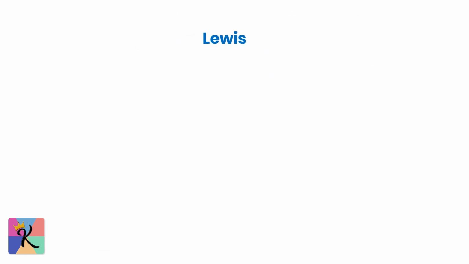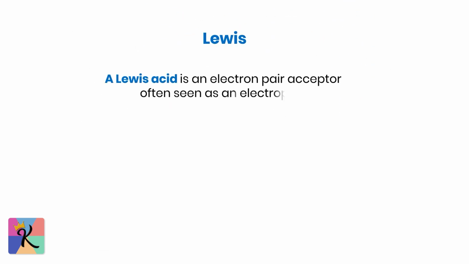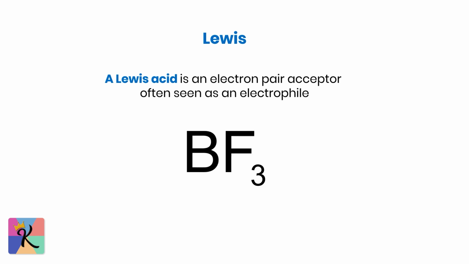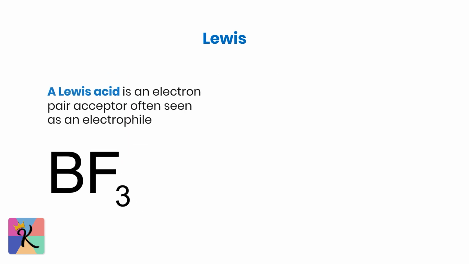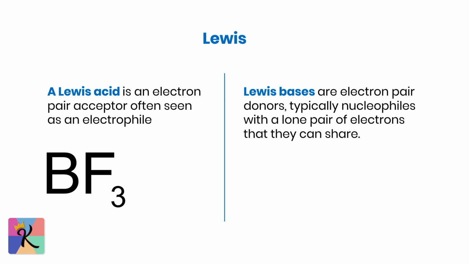The Lewis definition takes a different approach by focusing on electron pairs. A Lewis acid is an electron pair acceptor, often seen as an electrophile with vacant p orbitals or a positively polarized atom. Lewis bases are electron pair donors, typically nucleophiles, with a lone pair of electrons that they can share.